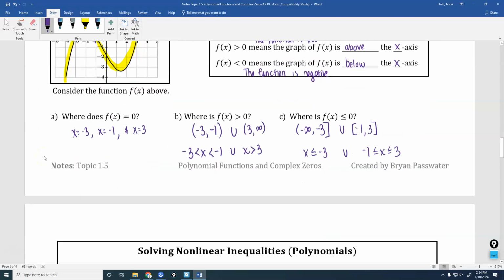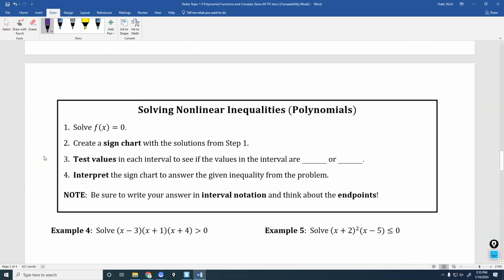Okay. Now, let's talk about what this is going to look like if we are doing this with an equation and not with a graph. So, if we are solving non-linear inequalities, if you're solving linear inequalities, you can solve them basically like you would solve an equation. But non-linear inequalities or polynomials are going to have to be solved differently. So the first thing you want to do is solve f of x equals 0, which is going to find the zeros of the graph.